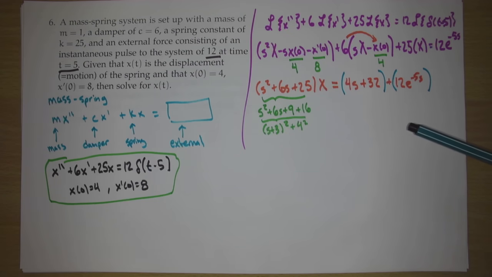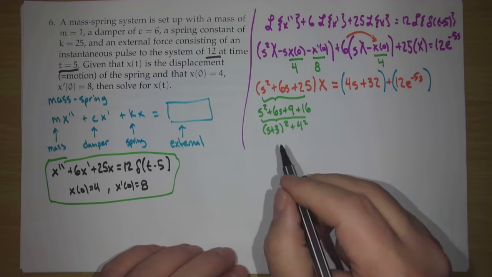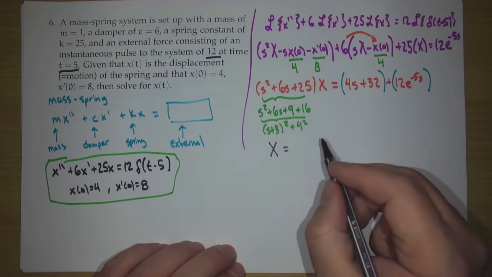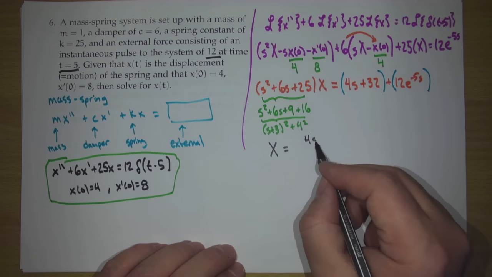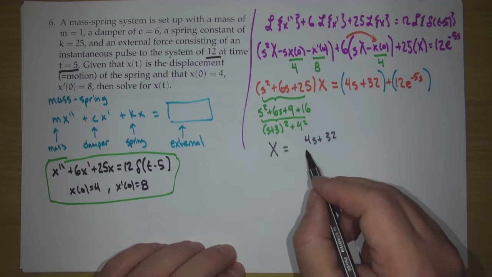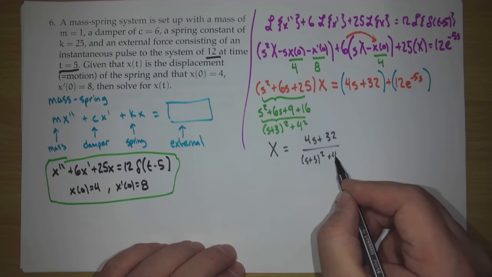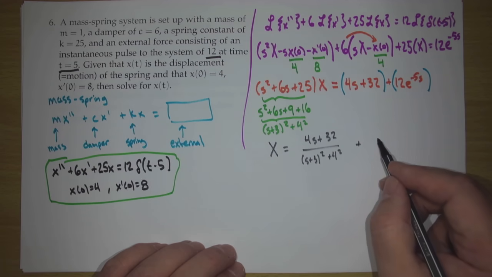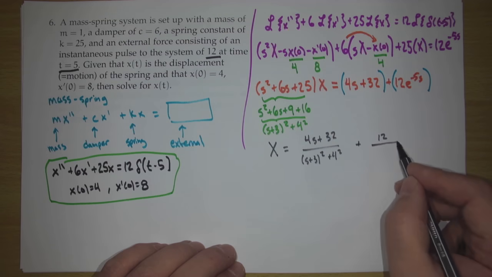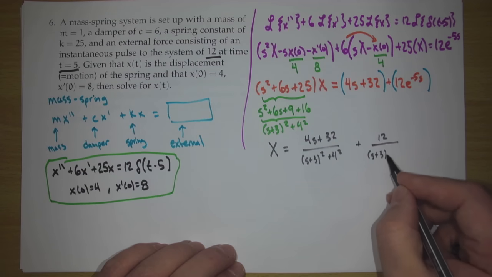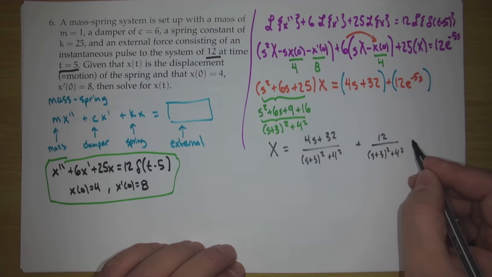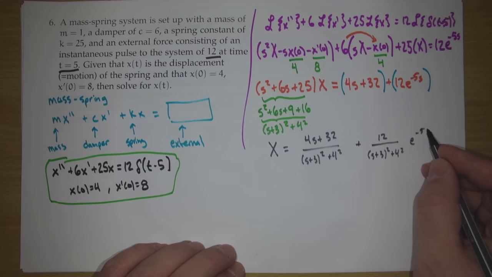That's going to have a u involved, and I don't want that to be attached to the rest of it. So what that says is that our function capital X looks like (4s + 32) divided by ((s+3)^2 + 4^2), plus 12 over ((s+3)^2 + 4^2) times e^(-5s).